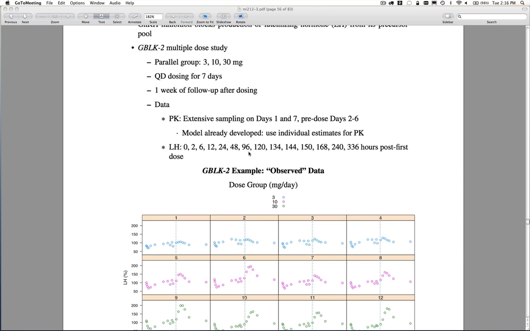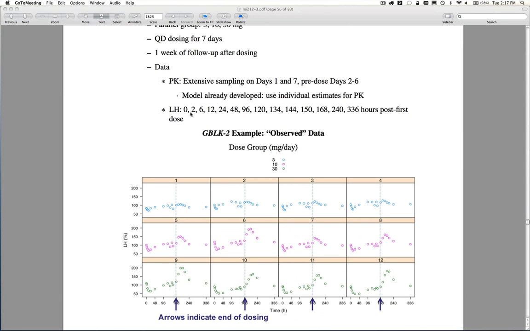Now, for luteinizing hormone, we've got a fairly rich data set here. We've got data very early on throughout the first day, and then nearly daily for the next few days, outwards again past final dosing, so that we can see what happens when administration of drug is complete. Shown here, on a percentage basis for luteinizing hormone, is the individual PD data by dose. The doses are across the top: the ones in blue are the 3 milligram, the pink or magenta ones in the middle column are the 10 milligram, and the green are the 30 milligram per day dose groups.